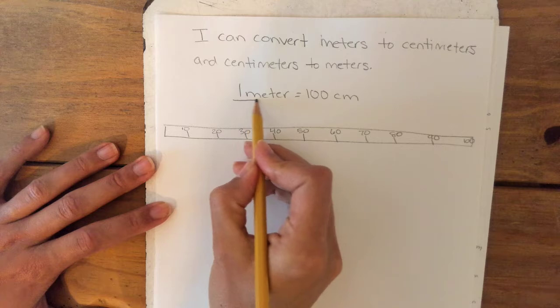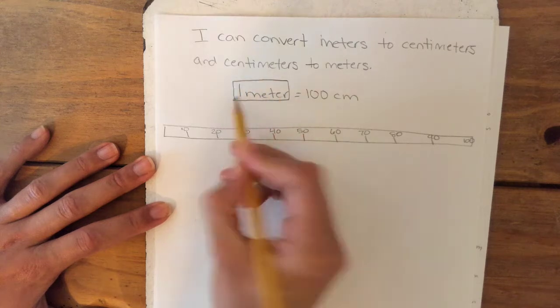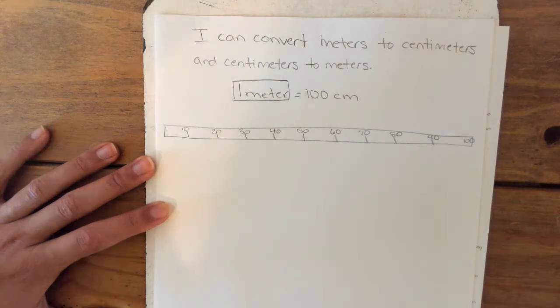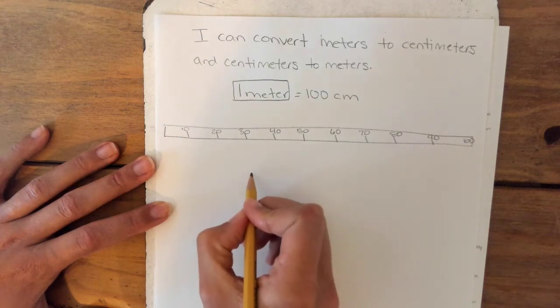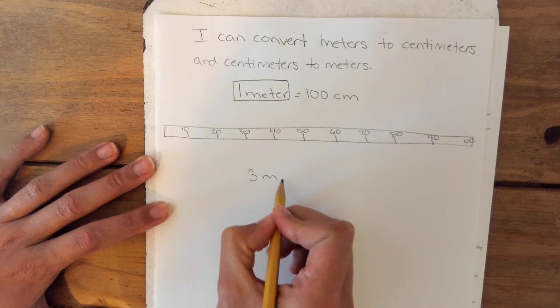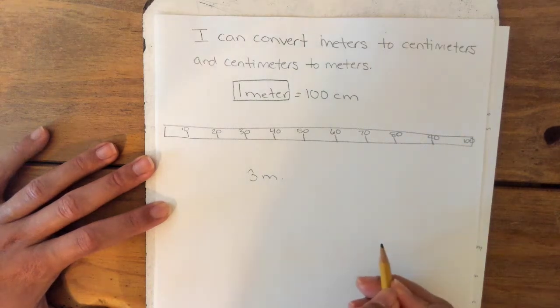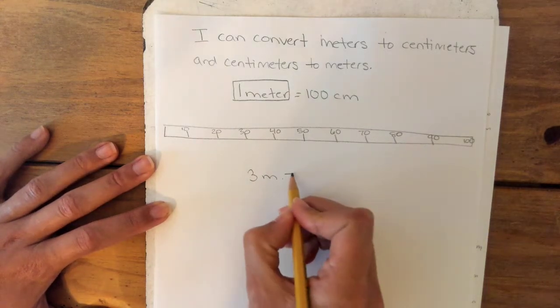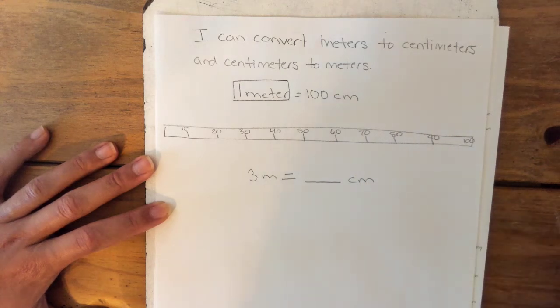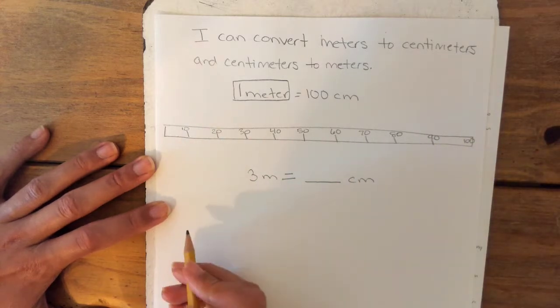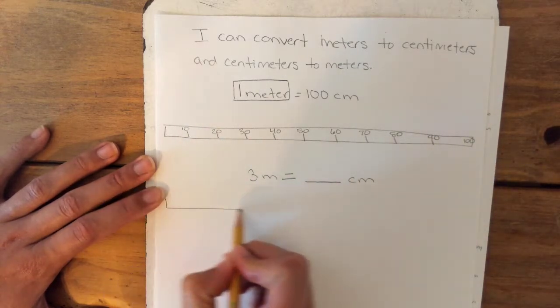Okay, so sometimes when we have to solve different problems, they're going to be giving us how many meters there is, but the number of centimeters is going to be a mystery. So for example, let's say we had 3 meters. I'm going to use M to represent meter. And we need to figure out how many centimeters that is. So 3 meters equals how many centimeters? So what that means is that I have 3 meter sticks, and I'm going to draw a model here to help show what that means.